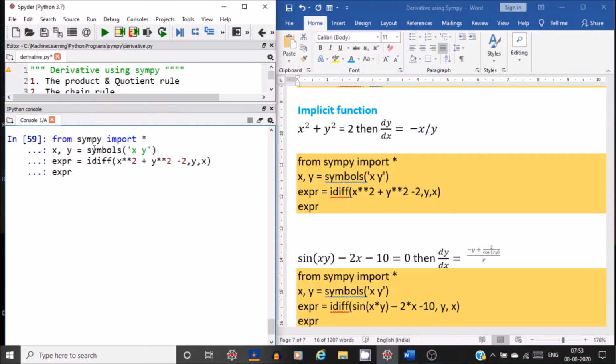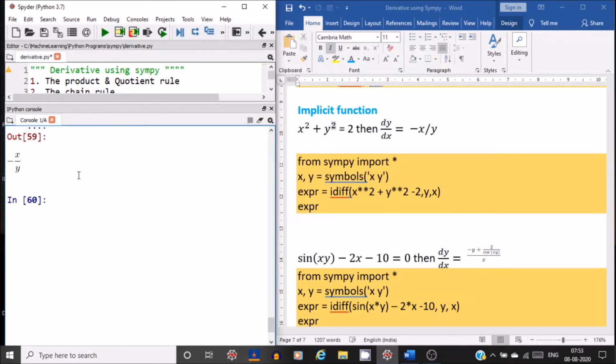So first of all, you have to import the SymPy. So already you have imported x and y, all are the symbol. Expression is equal to I diff. So here you have to write I diff to implement the implicit function. So x square y square minus 2. This is what our expression we have. Comma y comma x. So if you write y first, you can execute it and you can see the result. So this is minus x by y.